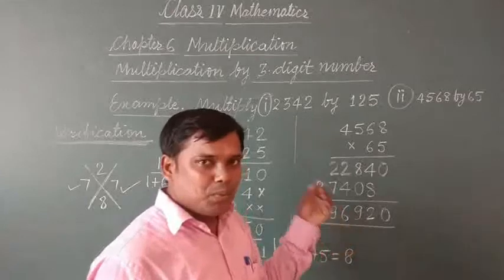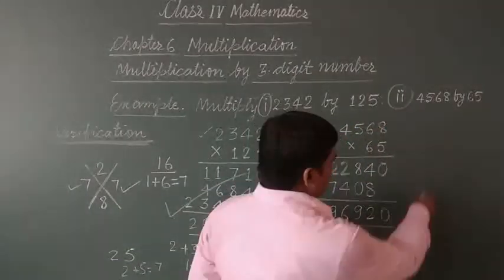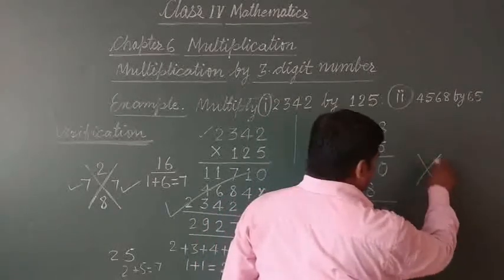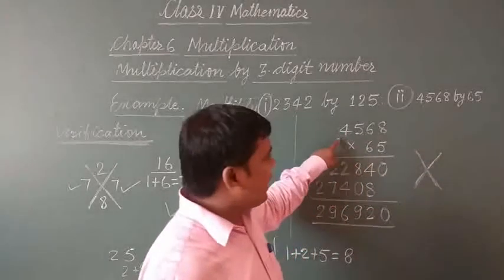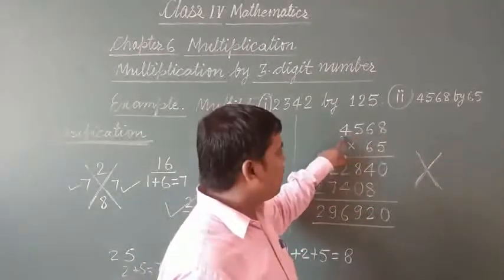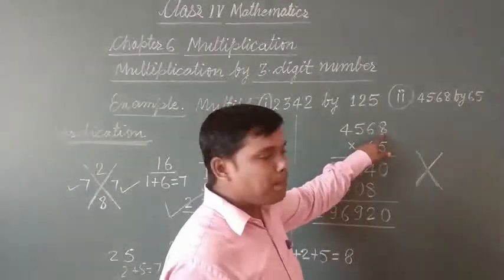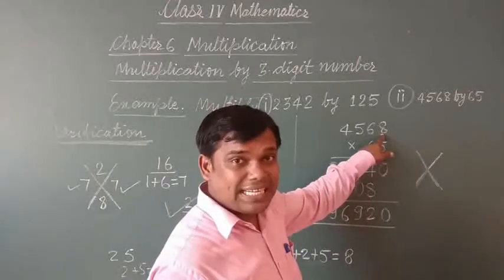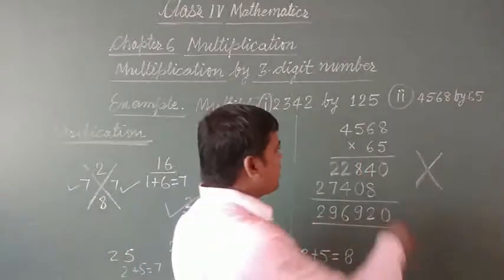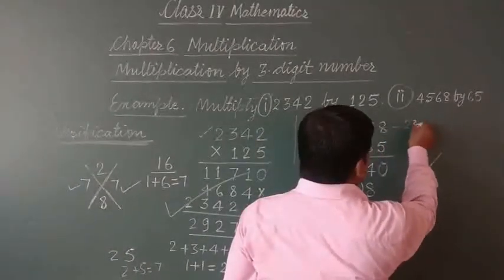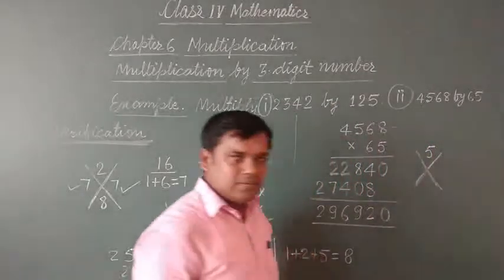Okay. In the first case, we will add the digits of the multiplicand. So once again here I am drawing this cross line. Then we will add the digits of this multiplicand. 4 plus 5, 9 plus 6, 15, 15 plus 8, 23. In 23 we have 2 digits, 2 and 3. So 2 plus 3 will be 5. We will put 5 here.